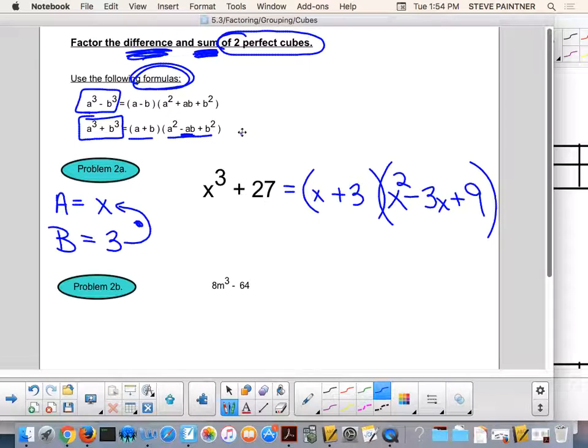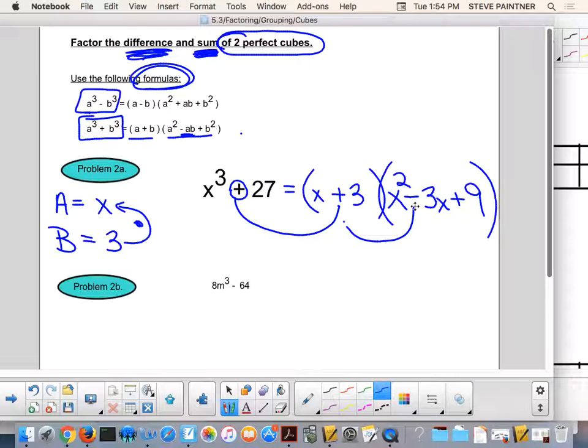Can I tell you how I remember this? If it starts out as the sum, the first factor will be the sum, and the middle term of the trinomial will be the opposite of this. If this is plus, this will be minus. That's my memory of it. I always go, the first one's plus, the middle term's minus. Just the opposite. You just factored your first sum of two perfect cubes. Once you fill the numbers in, you're done.